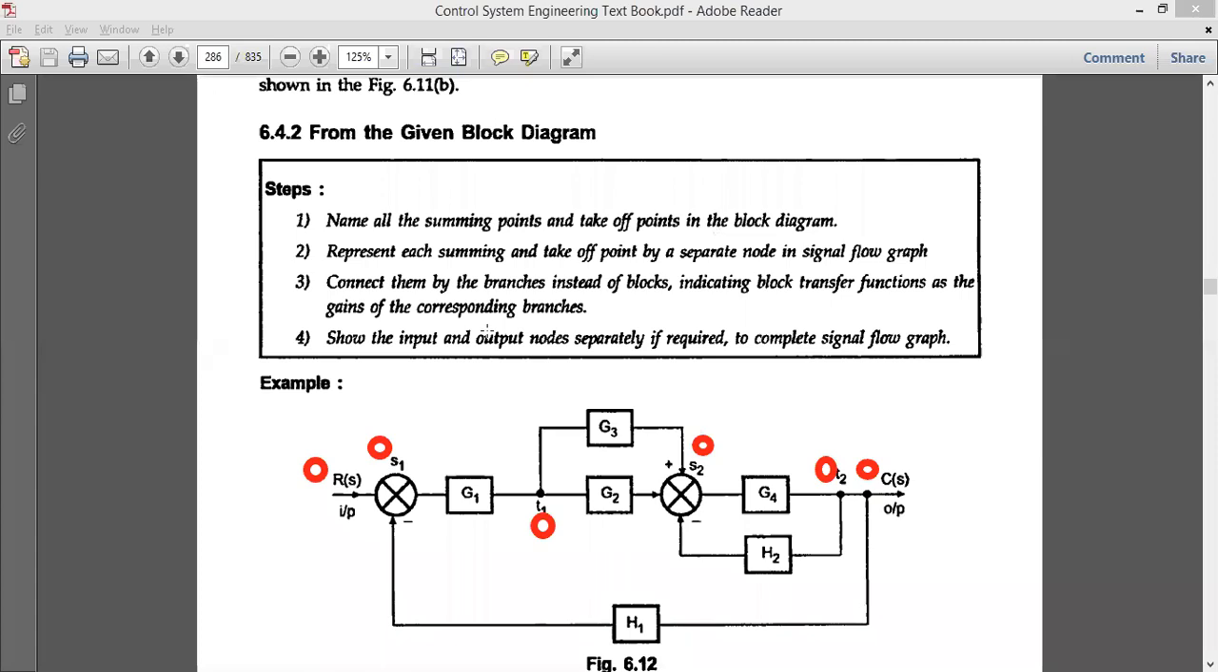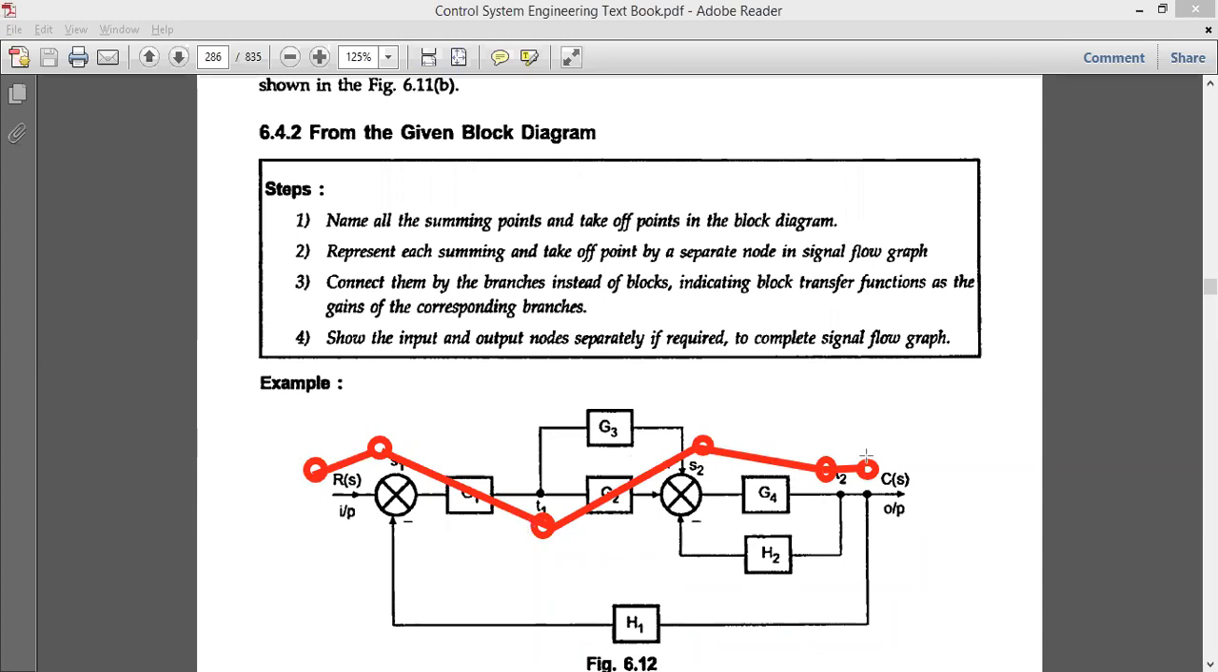Okay, what you should do next is connect them by branches instead of blocks. Simple. Branches in the sense that you need to draw a simple line like this. This is one line. Instead of blocks, indicate the block transfer function as the gain of the corresponding branch. So I have joined these two, I have joined this line, I have joined this line. Then join this point and this point. So this is your one line.